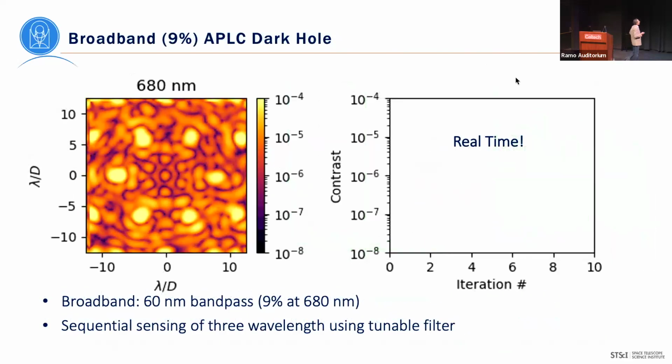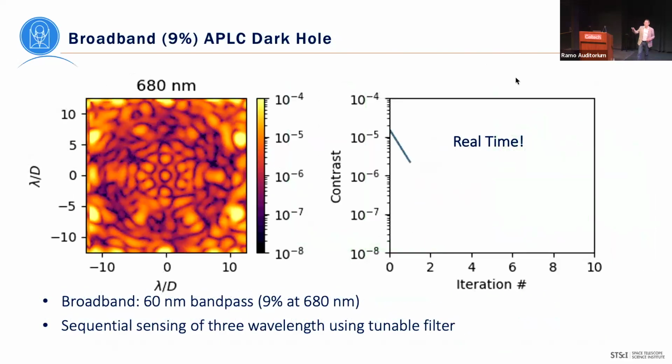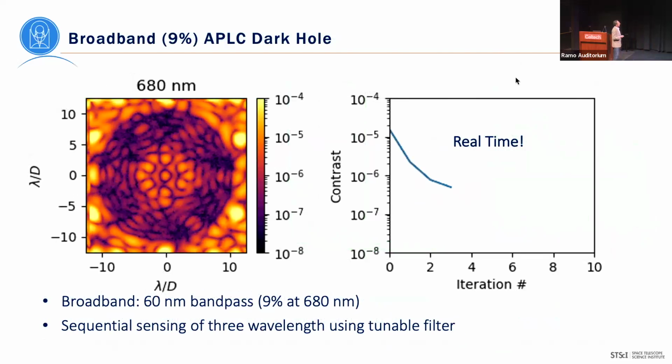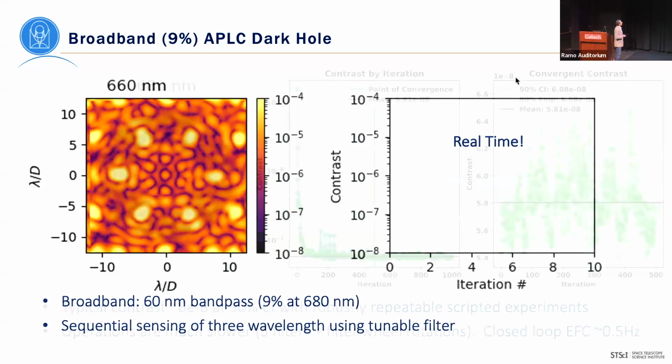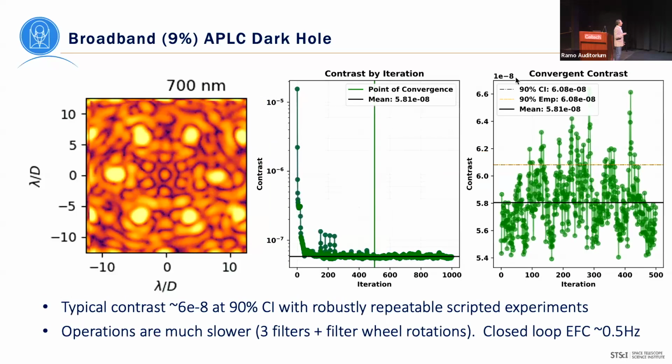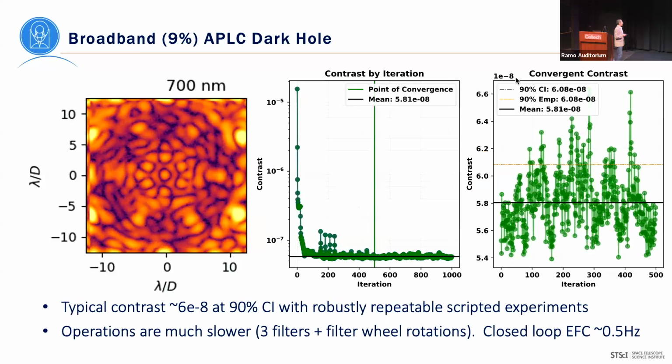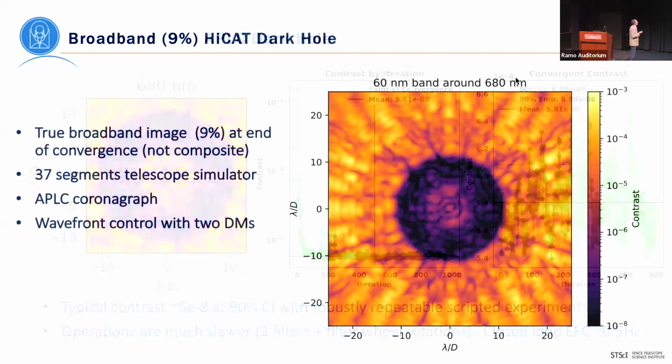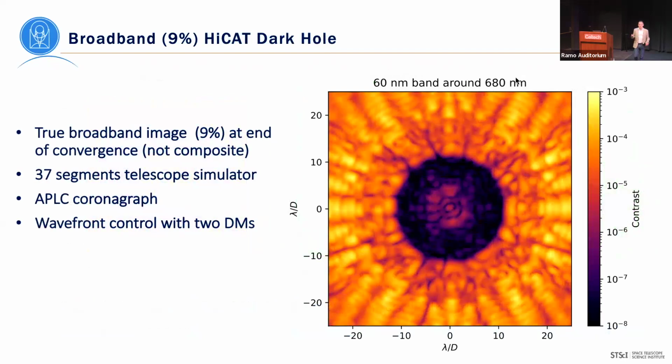Now in broadband, it's a little bit different because we have to scan through 3 wavelengths to analyze our electric field. This is also real time. It's much slower because our exposure times are longer, and we need to do 3 exposures each time for each iteration. We're running down to about 6×10⁻⁸ contrast in this case. And this is a final image in true broadband.